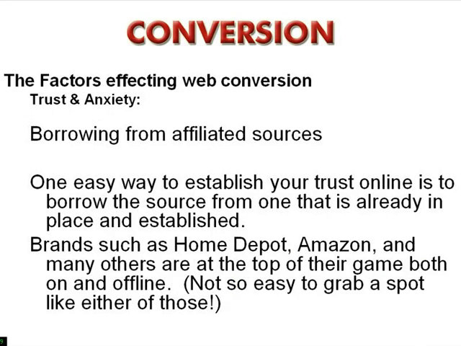Now, let's look at another element of trust and anxiety. This is borrowing from affiliated sources. Okay. Now you think about it. One easy way to establish your trust online is to borrow the source from one that's already in place and established. Now, brands like Home Depot and Amazon and many others are at the top of their game, both on and offline. You can't really grab a spot like theirs, okay?